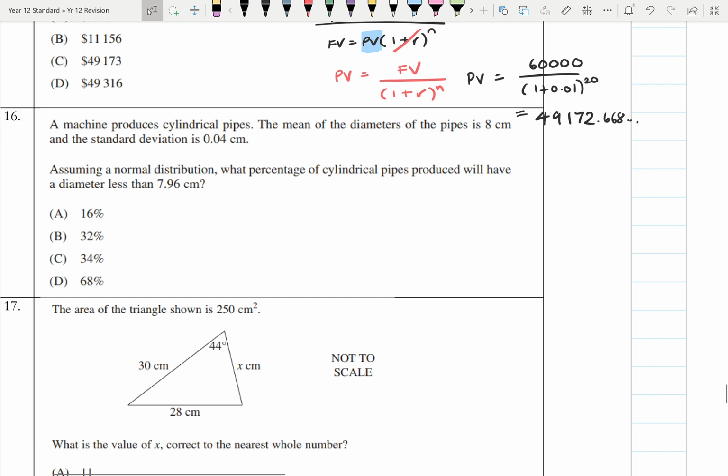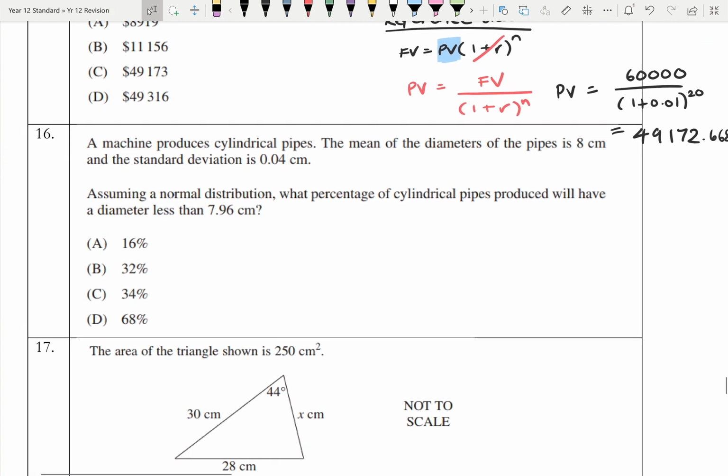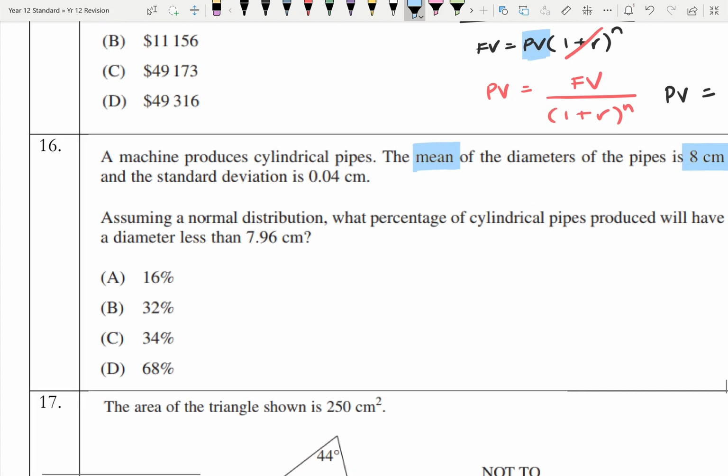Question 16. So, a machine produces cylindrical pipes. The mean of the diameters of the pipes is 8 centimeters. So we want to highlight our number. Mean, like average, is another really important word that comes up all the time. So if you see it, it's probably worth highlighting. And the standard deviation, just like mean, that's a really important one, is 0.04 centimeters.